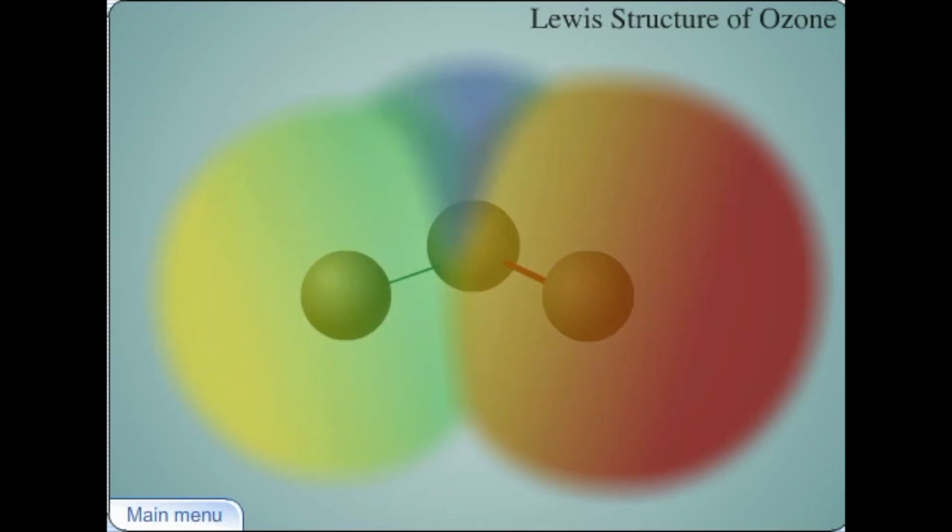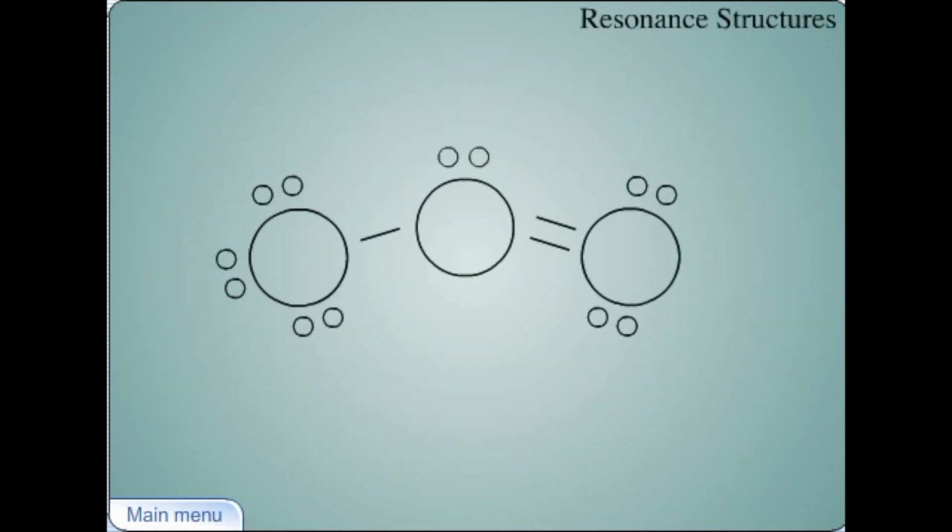An electrostatic potential map of ozone with one single and one double bond is shown. The electron distribution varies according to the colors of a rainbow. The most electron-rich region is red. The most electron-poor region is blue. Experimental evidence, however, shows that both oxygen-to-oxygen bonds are equal in length at 128 picometers.